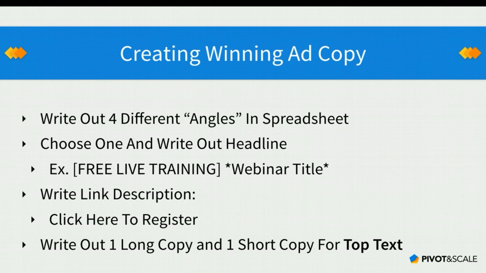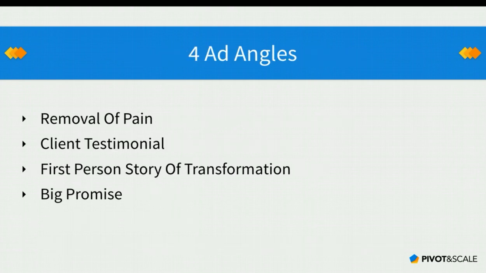So have that. You're going to write your link description, which the link description we're going to use is just click here to register. And you'll see that as you set up the ads. I'll show you where that goes. And then you're going to write out 1 long copy and 1 short copy for your top text. Here's how we're going to create those winning ad copy right now.